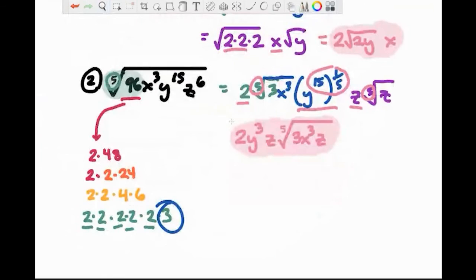Make sure this is in your notes because you are going to do similar problems like this on the quiz and tests. Okay, you have to know how to do this.